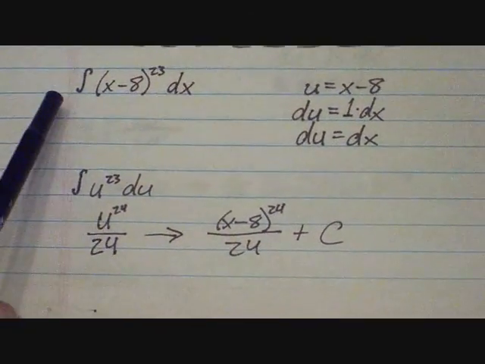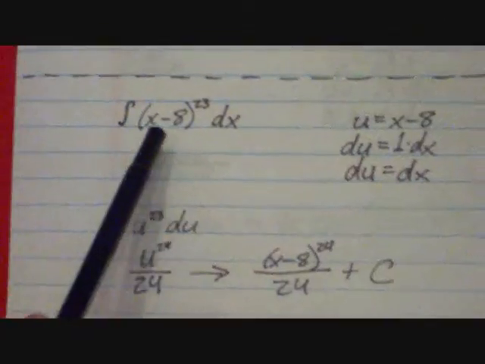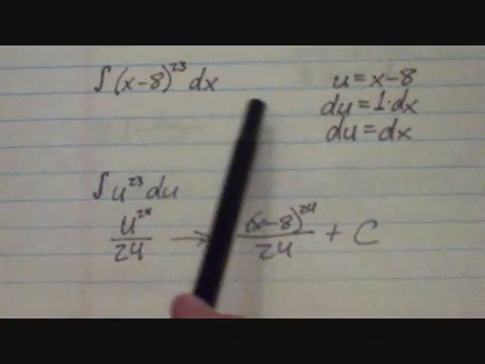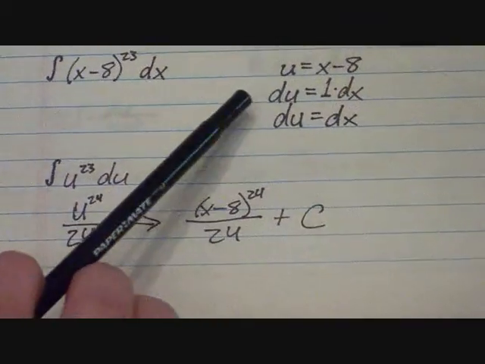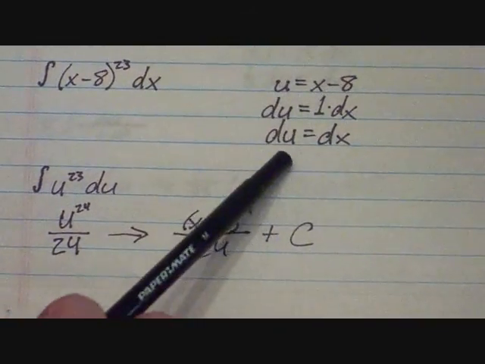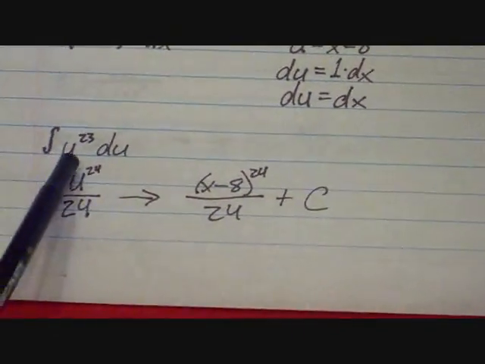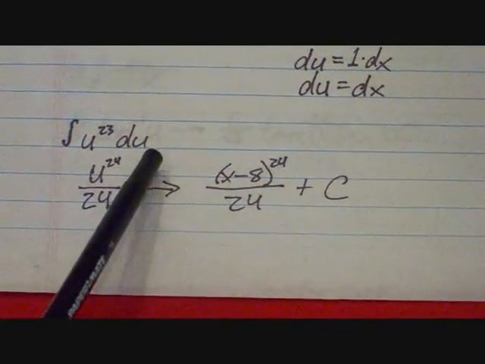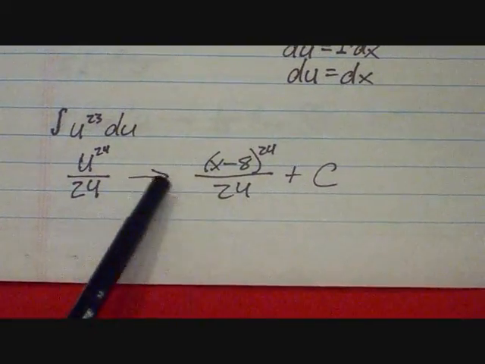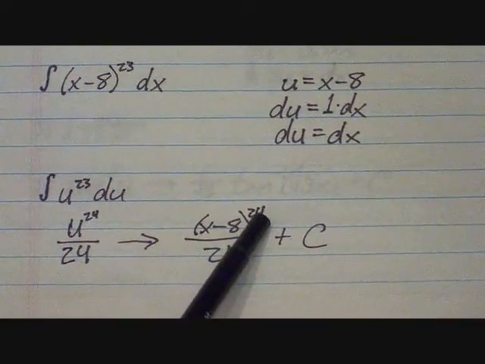Alright, here we are supposed to evaluate the integral of (x minus 8) to the 23rd dx, which is very similar to the previous problem. Here we take x minus 8 to be u, and then when you take the derivative you get du equals 1 times dx, which simplifies to du equals dx. Then we substitute everything in, and that gives us the integral of u to the 23rd du, which becomes u to the 24th over 24, which when we plug u back in becomes (x minus 8) to the 24th over 24 plus c.